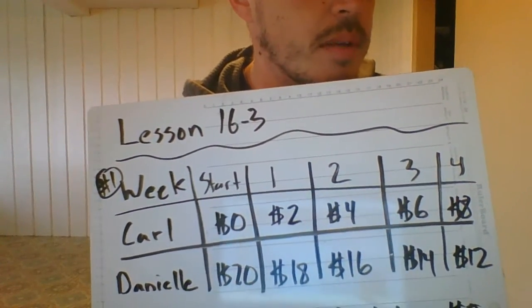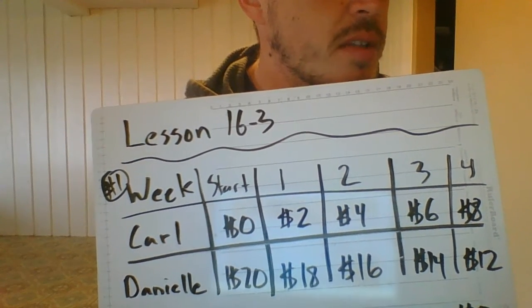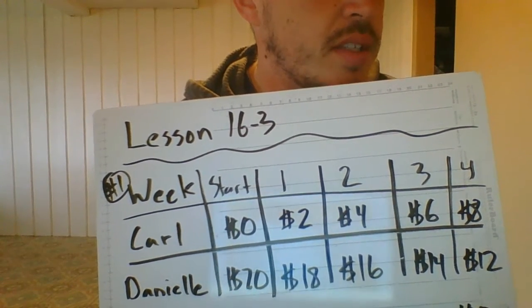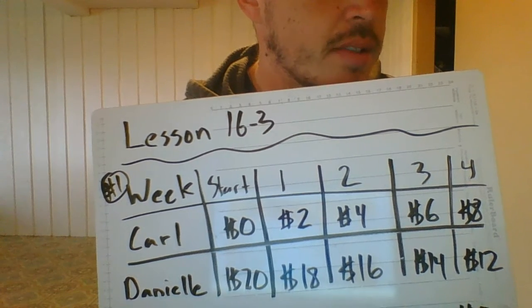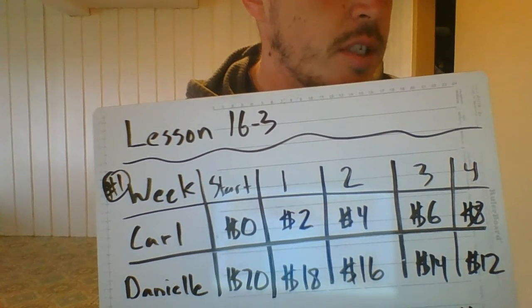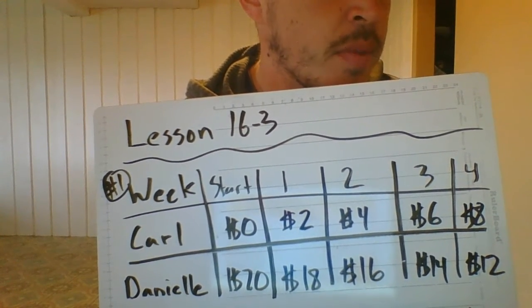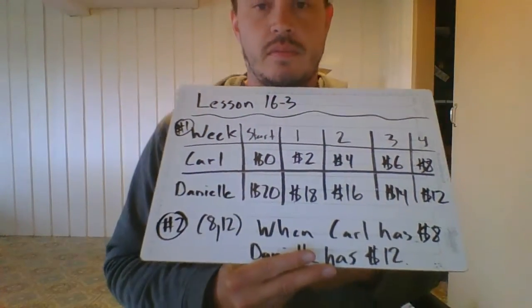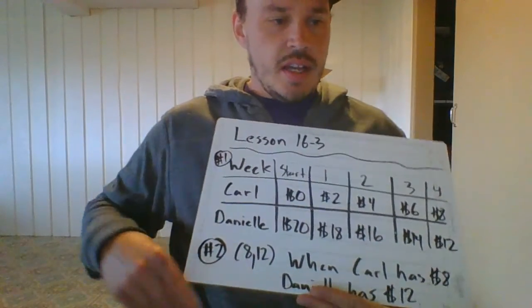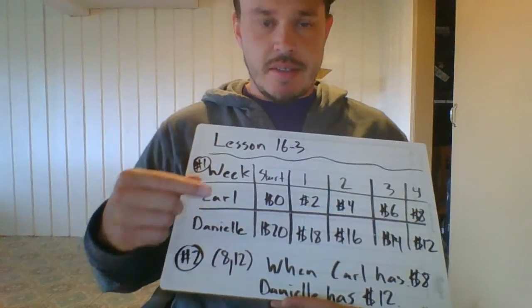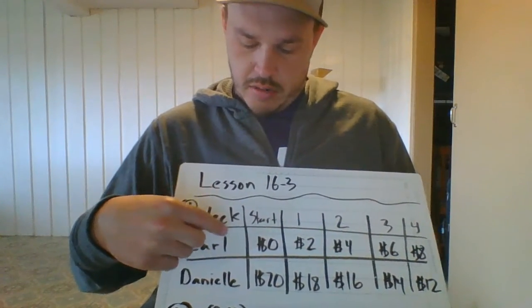So I wrote this chart for number one on guided practice. Number one reads, Carl has no money. He saves $2 each week for 10 weeks. Danielle has $20. She spends $2 each week for 10 weeks. Now complete the table. So if you look, I completed the table for you. Free answers again.